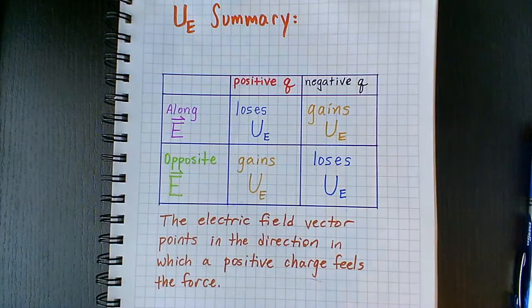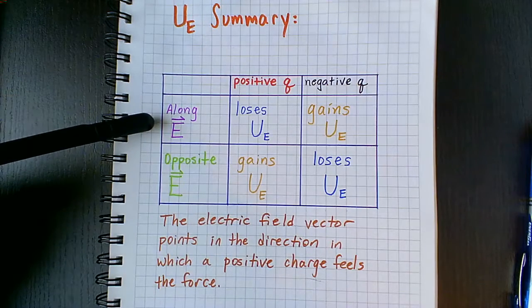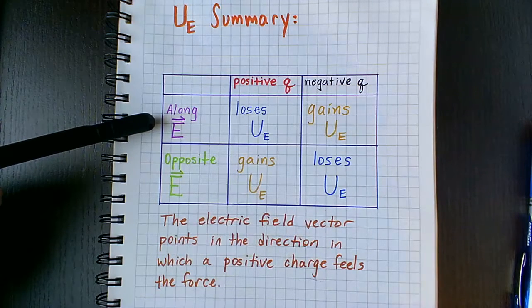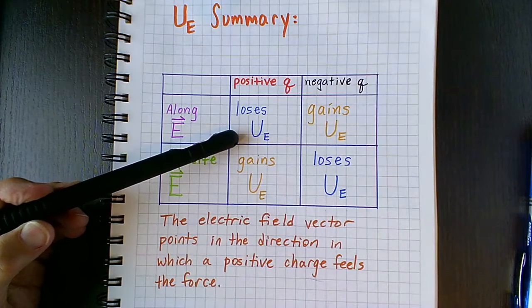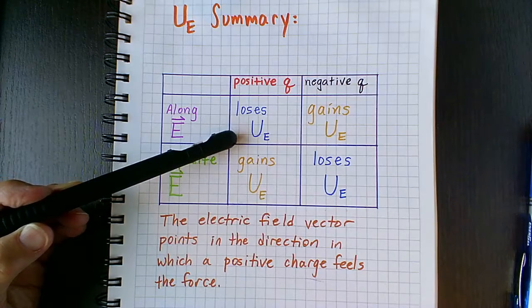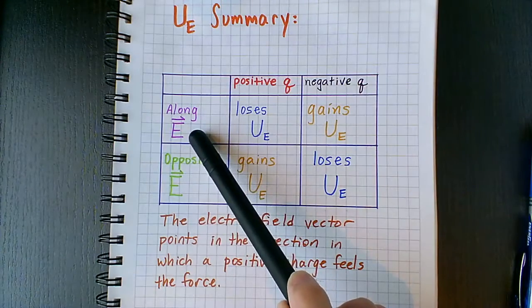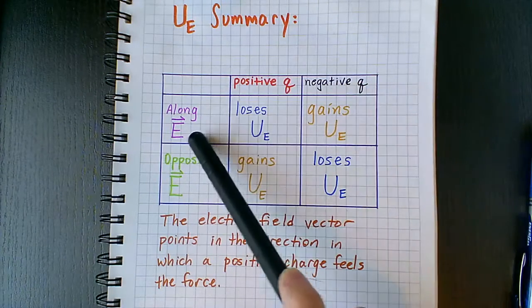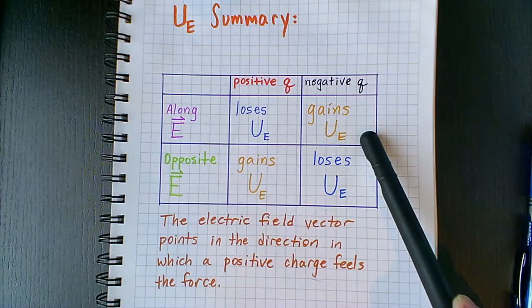So in summary, for electric potential energy, the electric field does work on a positive charge. So if the charge is positive, if the charge moves along the E field, parallel with it, then the work that's done moving the charge in the direction of the E field causes the charge to lose potential energy, or causes the system to lose potential energy. This is if the charge moves along with the electric field. If it's a negative charge and it moves along with the electric field, then the system gains electric potential energy.